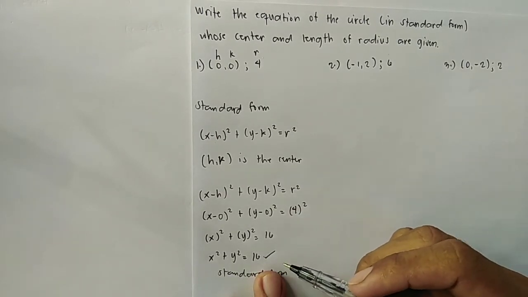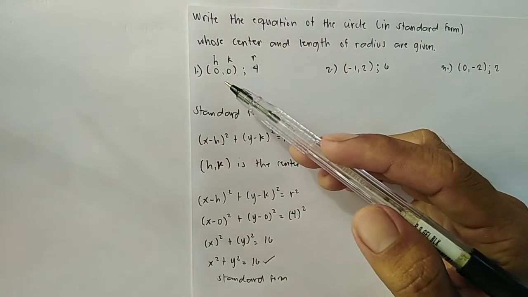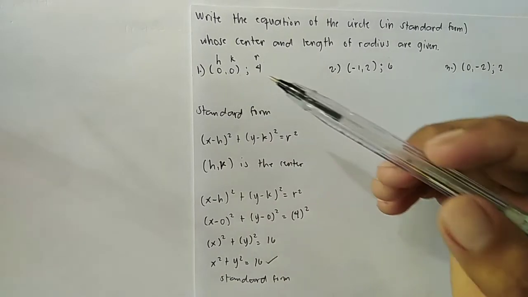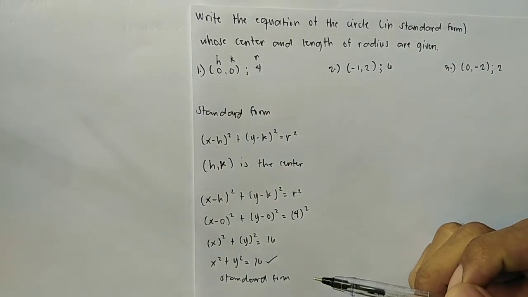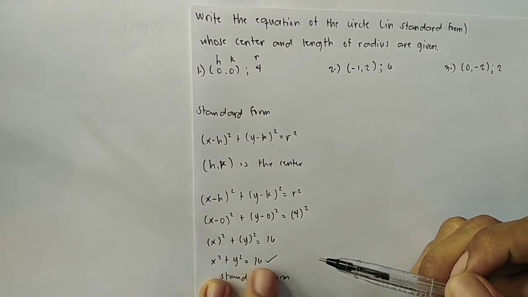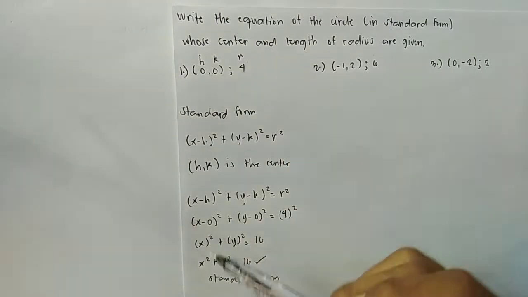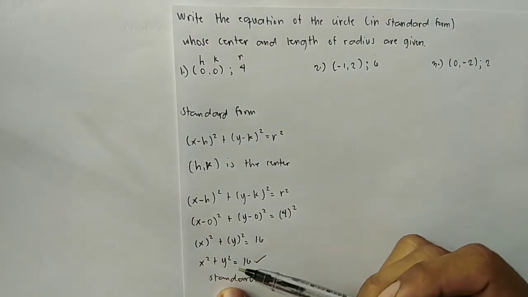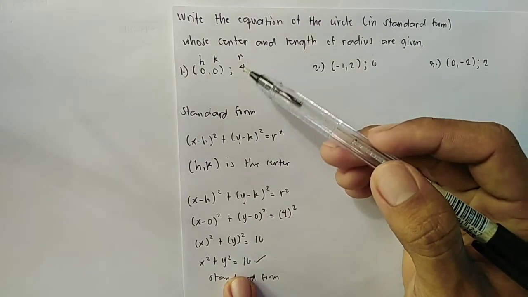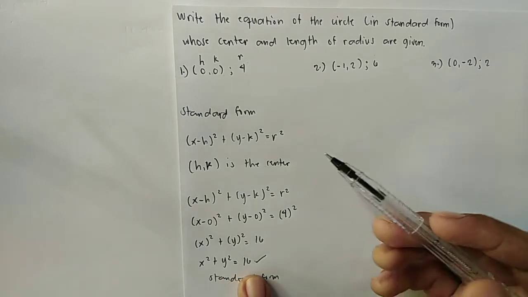Always remember that every circle whose center is at 0, 0 or at the origin always has an equation of the form x squared plus y squared is equal to the given radius. So if the center is at 0, 0, then automatically it is x squared plus y squared. The equation of the circle in standard form only differs in the given radius. Okay, so that is r squared.